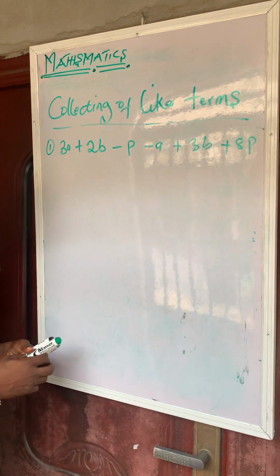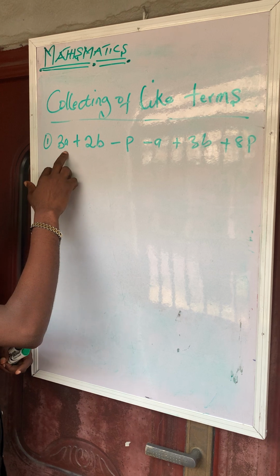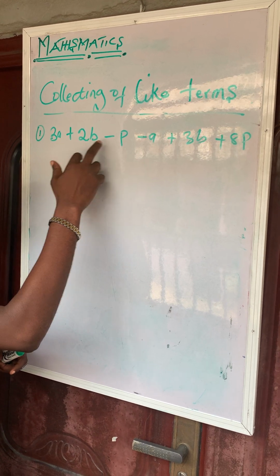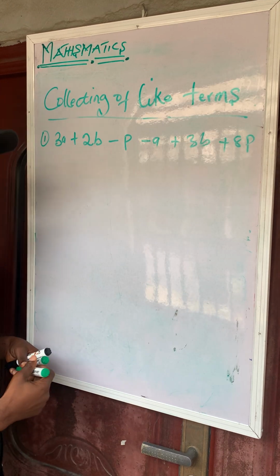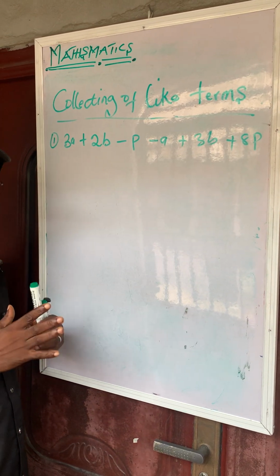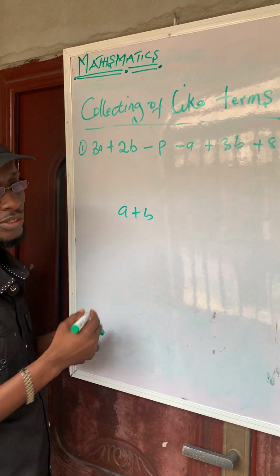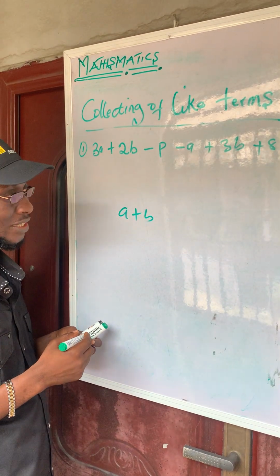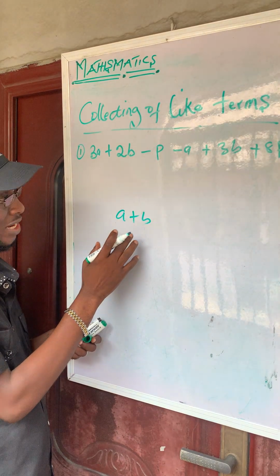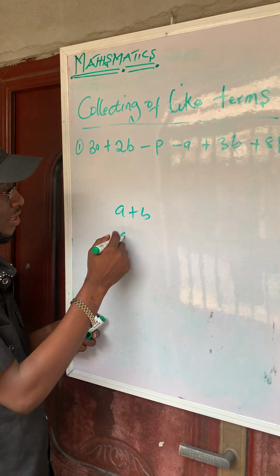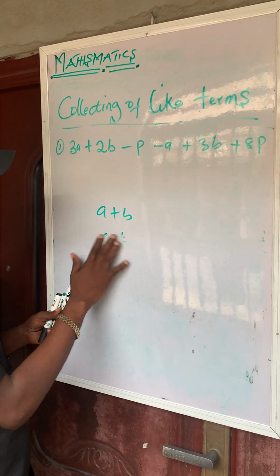So, for example, now look at the collecting of like terms. They are asking us to add 3a plus 2b minus p minus a plus 3b and plus 8p. Please remember, you cannot add things that are not alike. For example, you cannot add a plus b. It's impossible, because this is b, this is a. They are not alike, so you cannot add them. If somebody asks you to add a plus b, tell them it's a plus b.